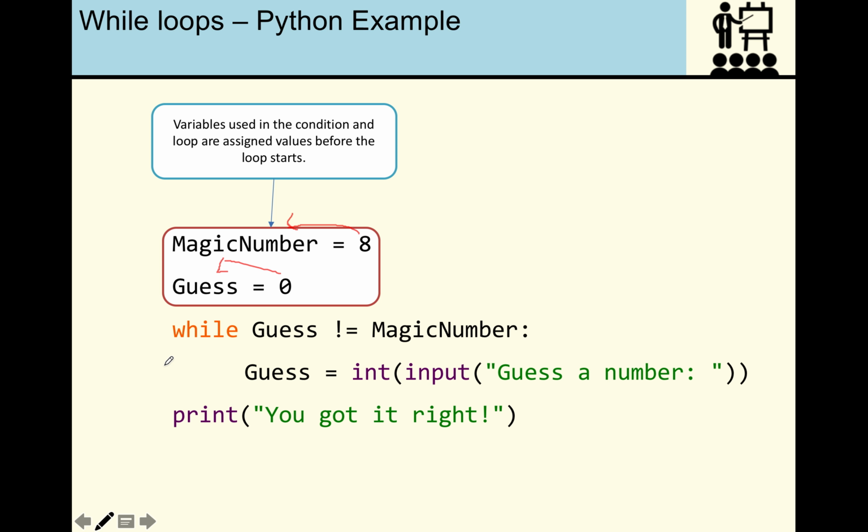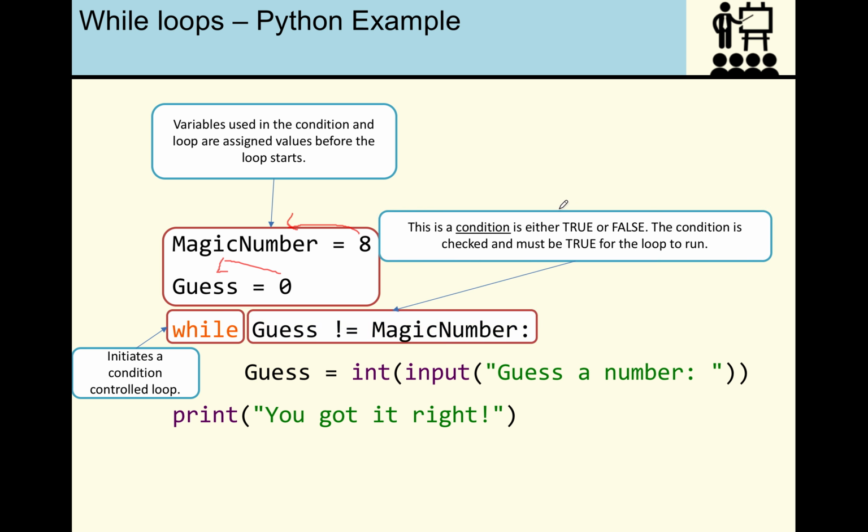Now, these are two variables, and now we go into our loop. So we've got while, which initiates a count controlled loop. And then we have our condition. This is a condition, and the condition is either true or false. The condition is checked and must be true for the loop to run.